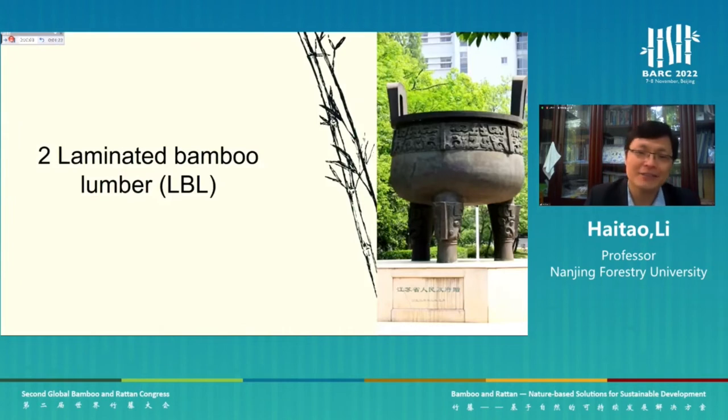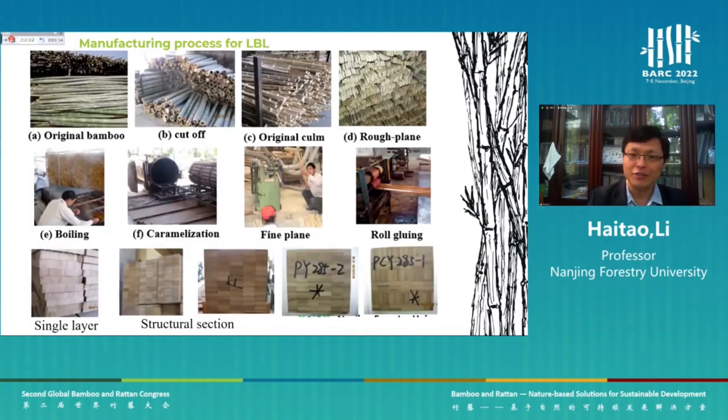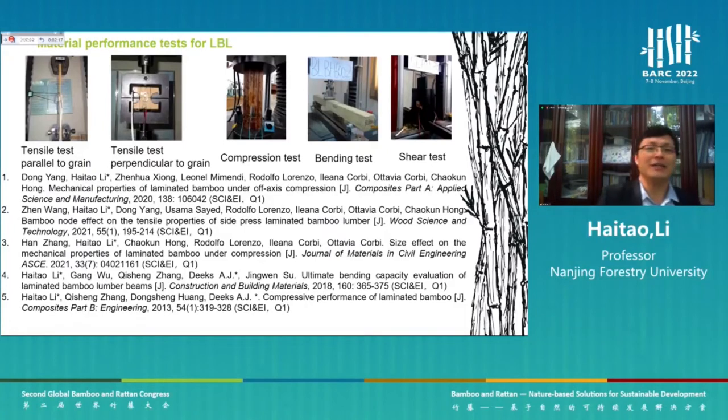So the second part is I'll introduce some information and research about laminated bamboo lumber, which we can simplify as LBL. The original bamboo can be cut into bamboo tubes with a certain length. Then the bamboo tubes can be disassembled into original bamboo strips. Both the inner part and the outer part can be removed. After boiling the bamboo strips and finishing the carbonization process, bamboo strips can be glued together to form a single layer and then formed into structural elements. We call this laminated bamboo lumber.